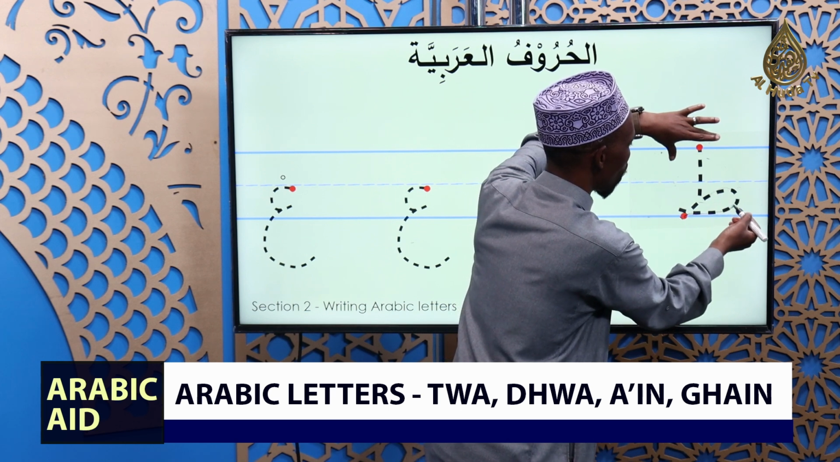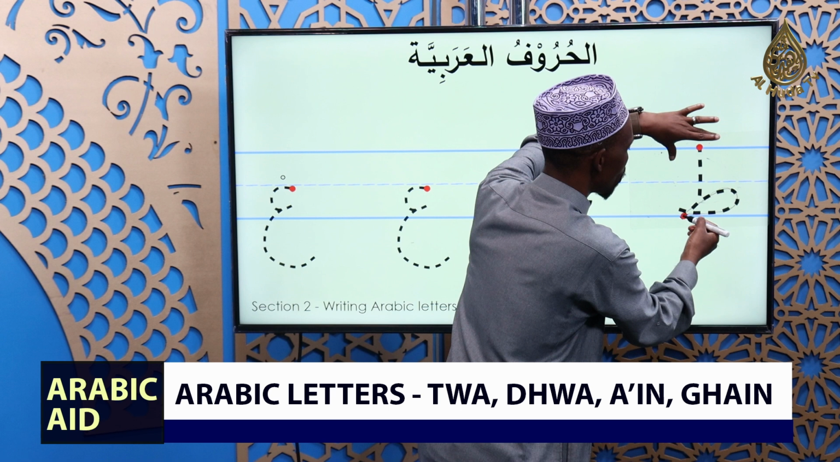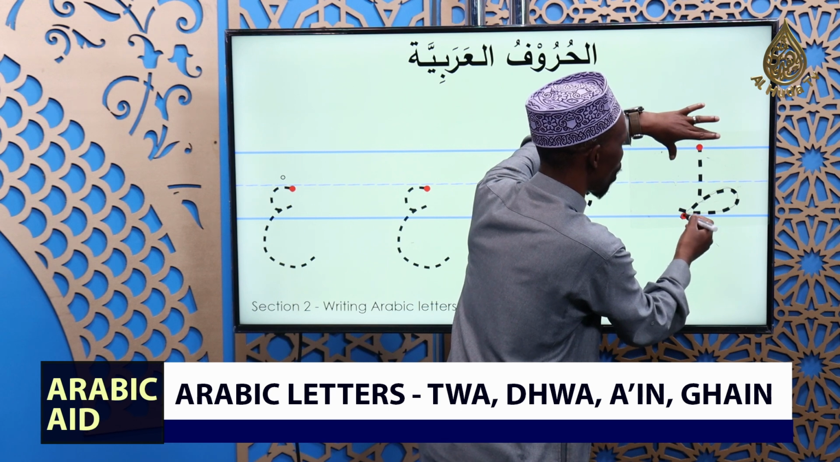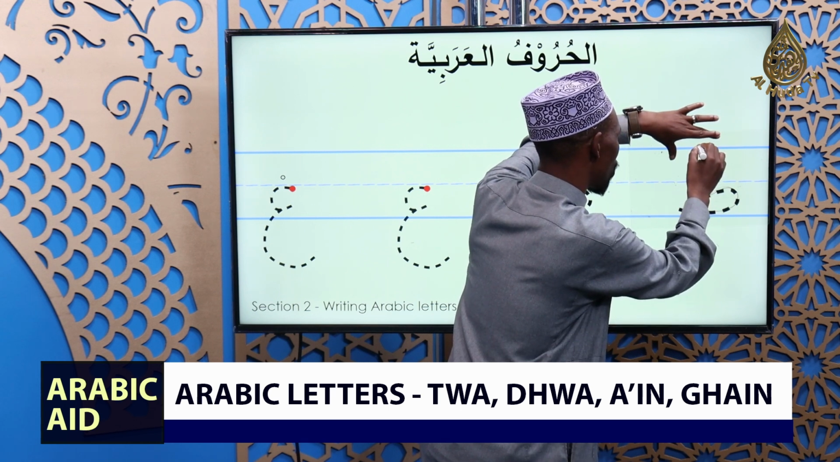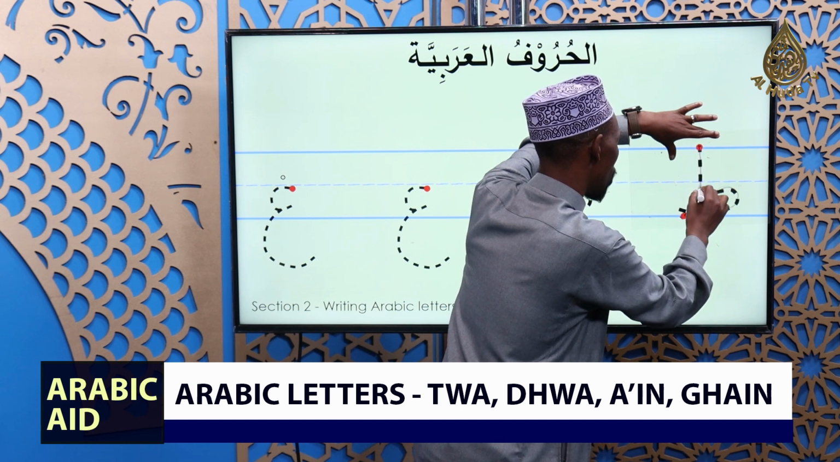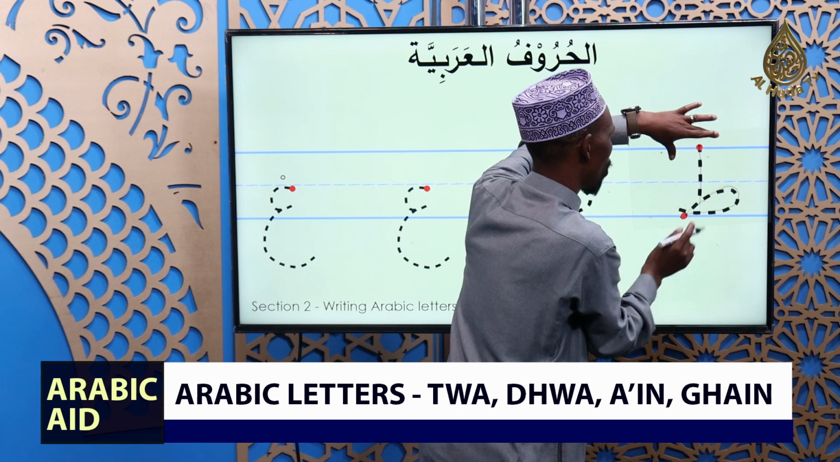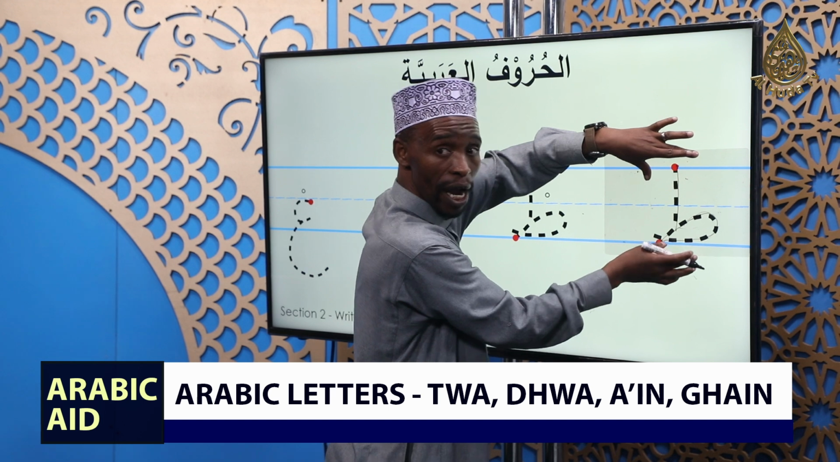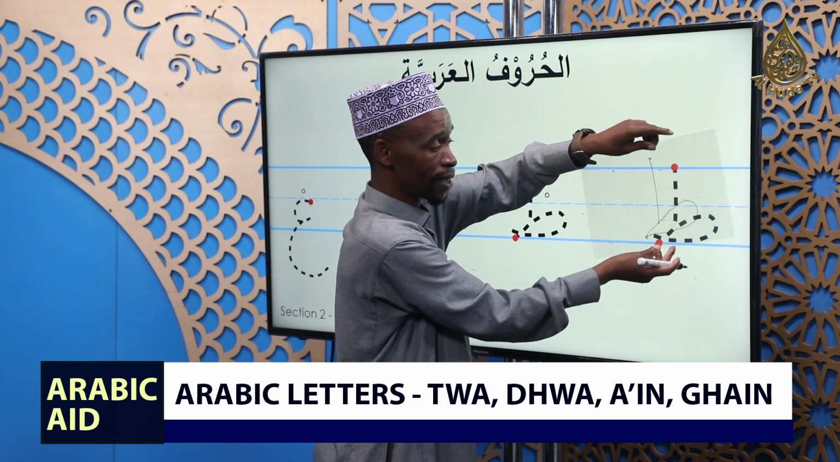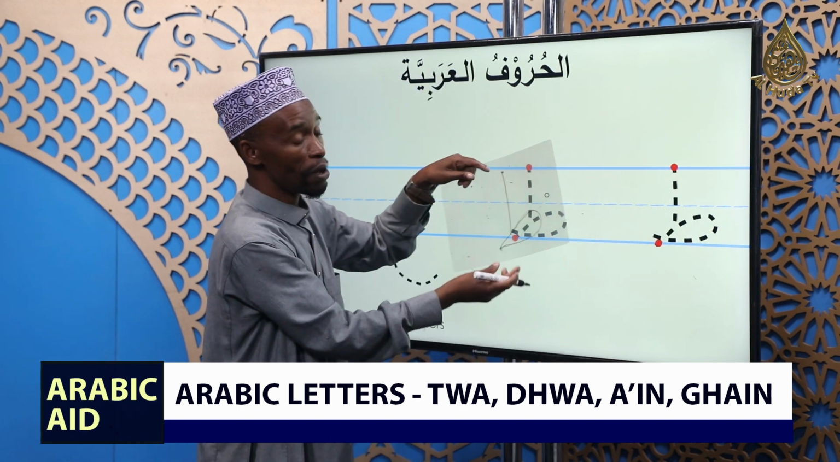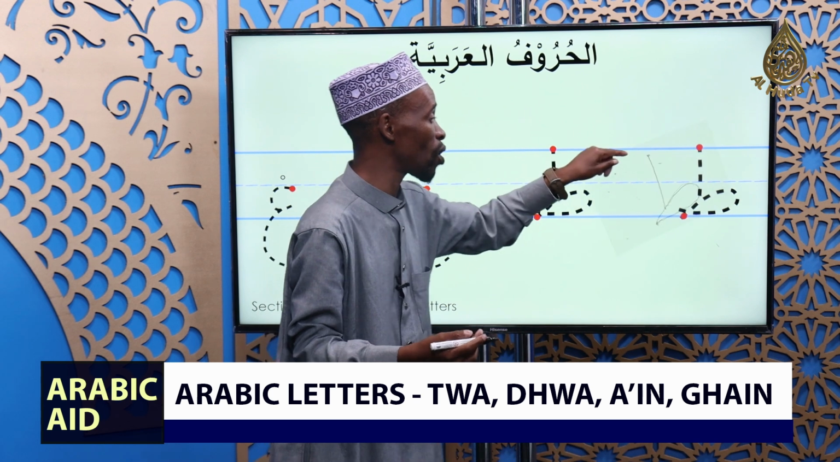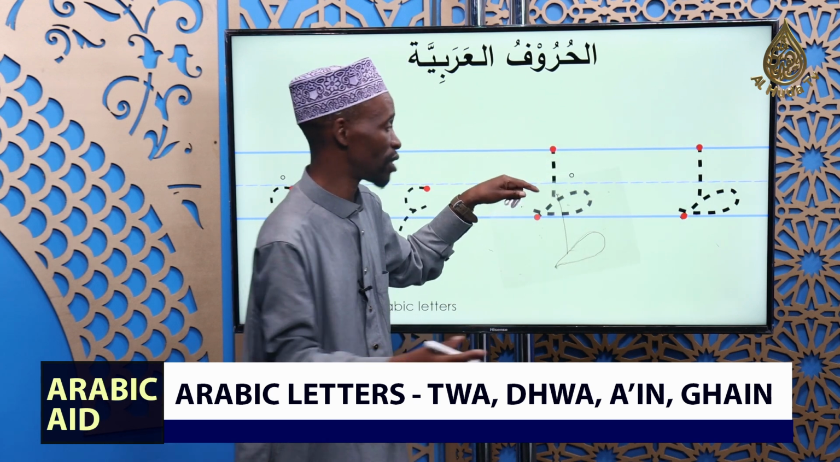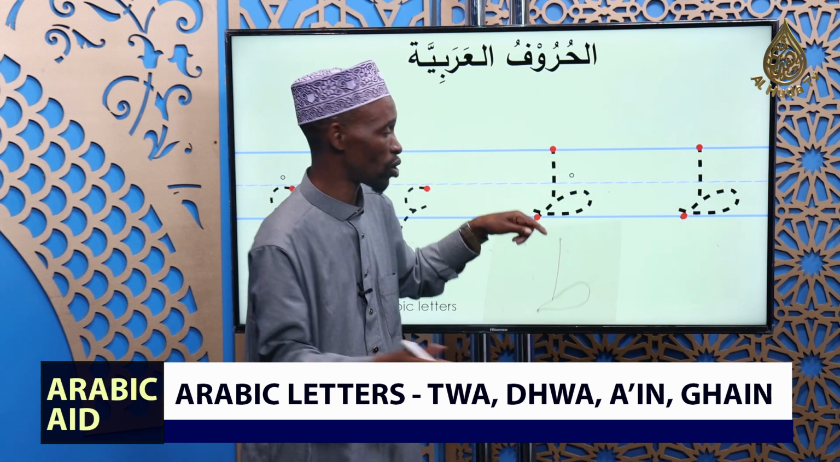You make a curve here, you finally join it here, and then you write the stick starting from the red marker here, going down this way, up to there. At that juncture, you'll have written letter Twa. Remember, we are writing pair letters, Twa and Dhwa. They have the same shape, but one has a dot.